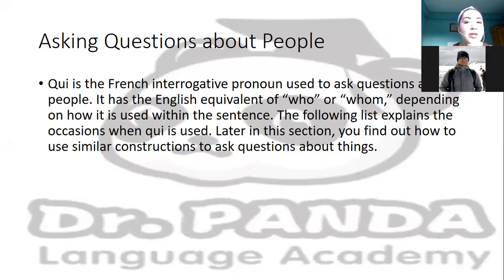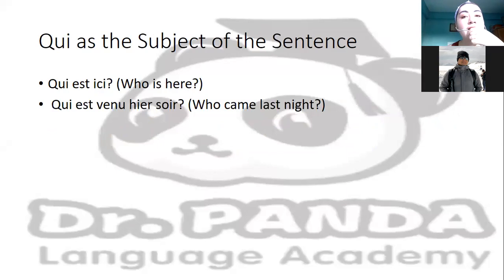Okay, next we have asking questions about people. So qui is the French interrogative pronoun used to ask questions about people. It has the English equivalent of who or whom, depending on how it is used within the sentence. The following list explains occasions when qui is used. Later in this section, you find out how to use similar constructions to ask questions about things. So first we have qui as the subject of the sentence. For example, when you want to ask who is here, you say qui est ici? Yes. And who came last night is qui est venu hier soir?